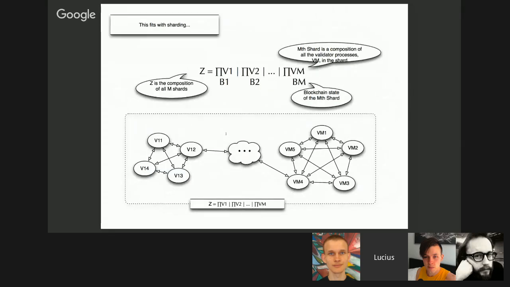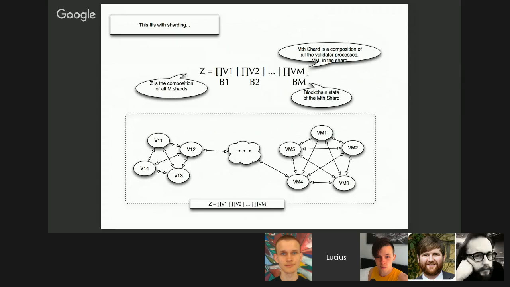So how does this fit with sharding? Let's think about a system, say Z, that is a composition of M shards. Each shard is going to be a big parallel composition of a bunch of validators, right? So big pi V1 is down here: you've got V11, V12, etc. Those are all validators that are all talking to each other using the Casper betting cycle. Likewise, out here at the Mth shard, which is VM, an unfortunate collision with VM in the sense of virtual machine. My apologies.